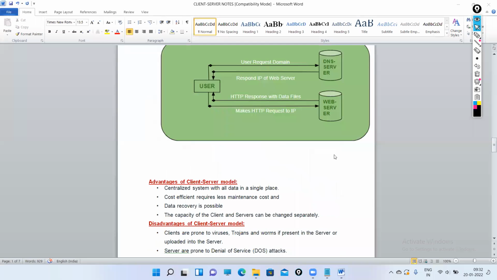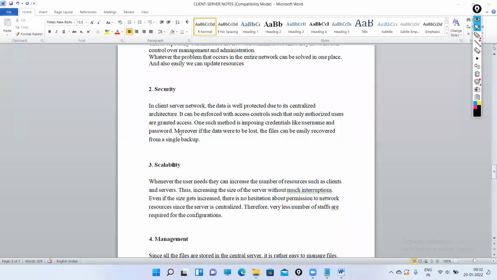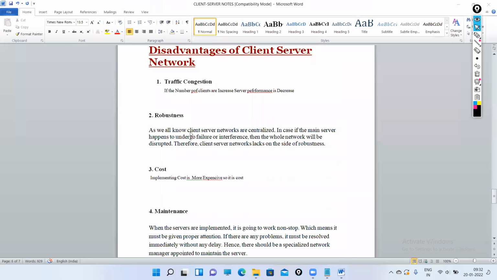You can observe here: as well, in client server networks everything is centralized. In case the main server happens to undergo failure or interference, then the whole network will be disturbed. Therefore, the client server network lacks on the side of robustness. Yes or no, madam? Main server failure affects all systems. This is the second disadvantage. Come to the third one. Third one means what, madam? Implementing cost is more.